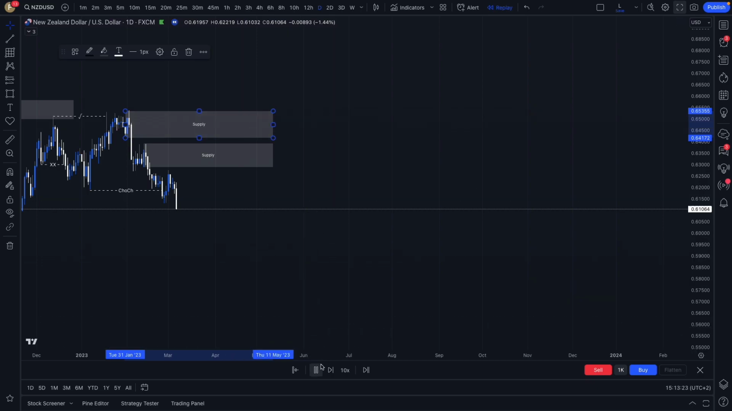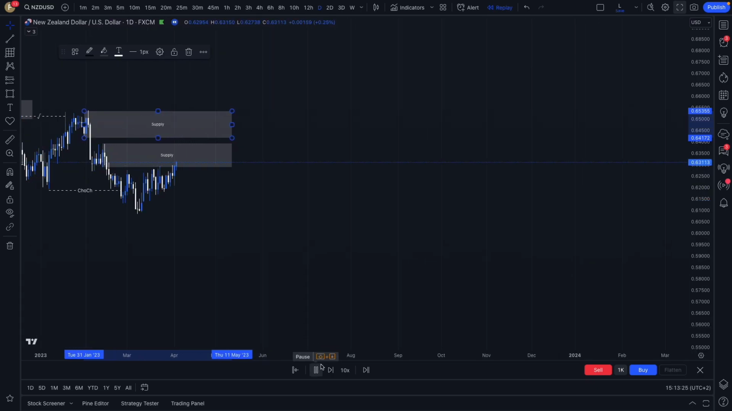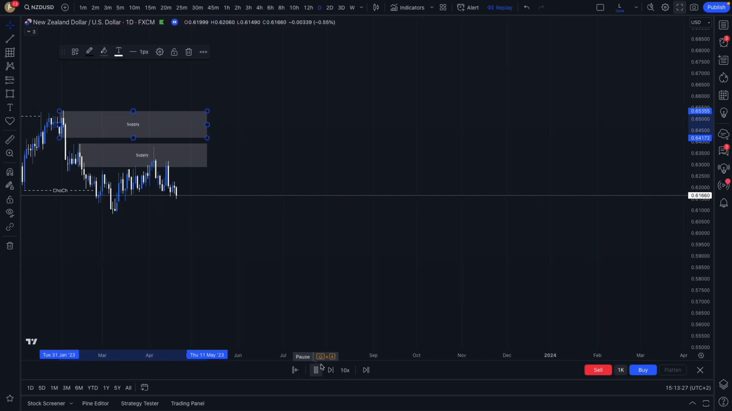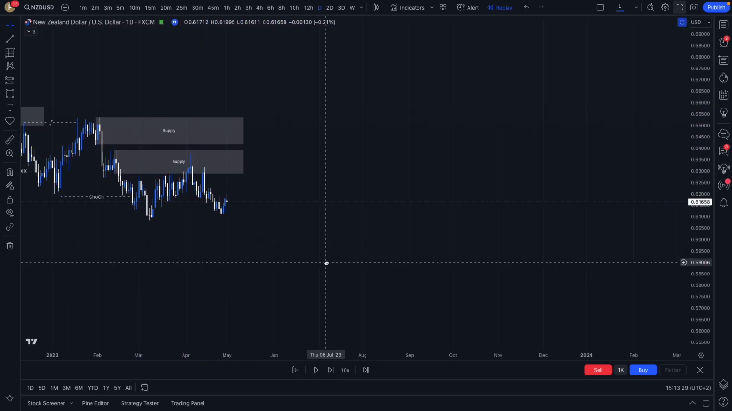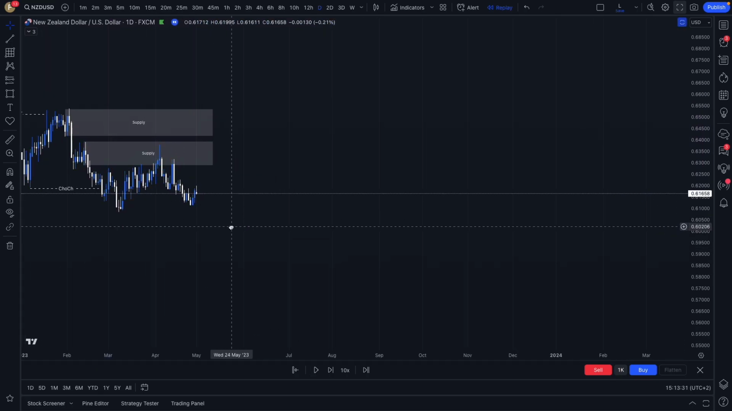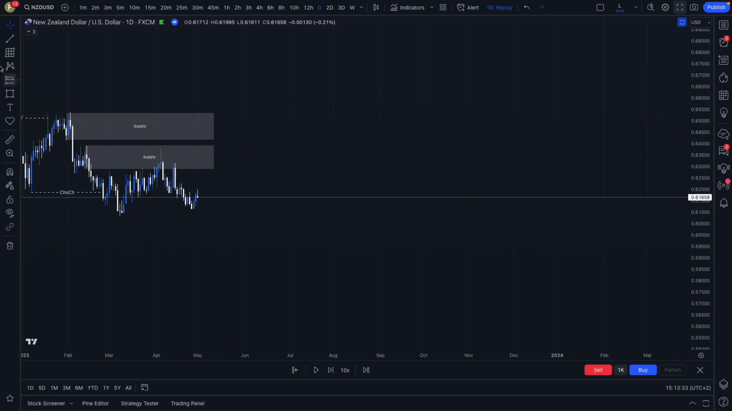So once again, we see price coming into supply, and then what does it do? Does it make a change of character to the downside? No, it doesn't. Again, only 2 consecutive candles. Nowhere do I see 3 consecutive bearish candles. So this right here is invalid as well.